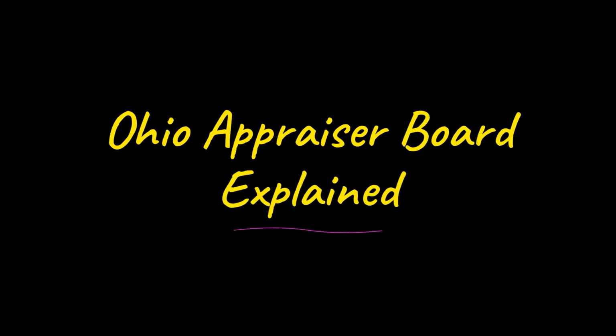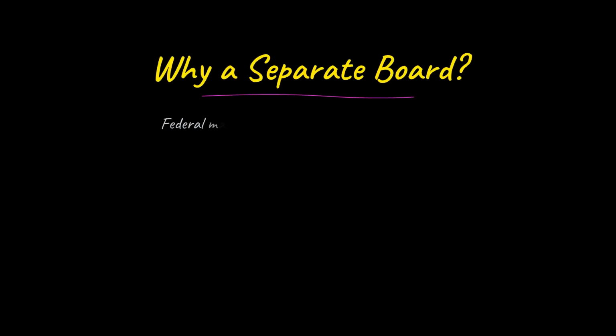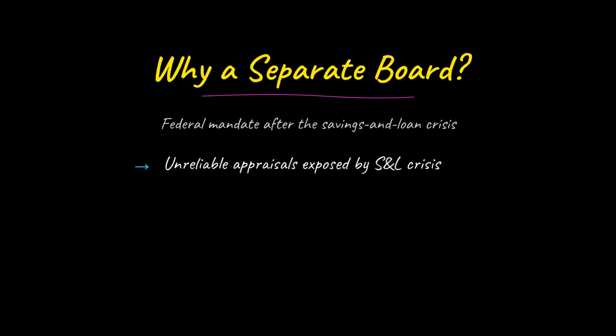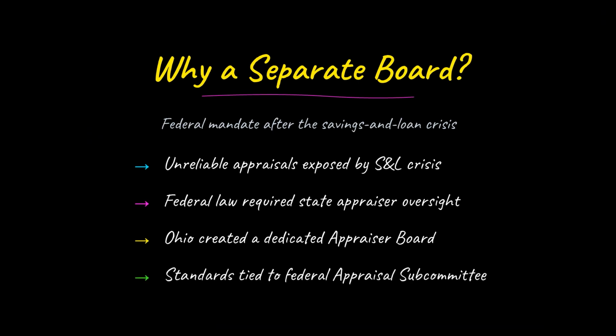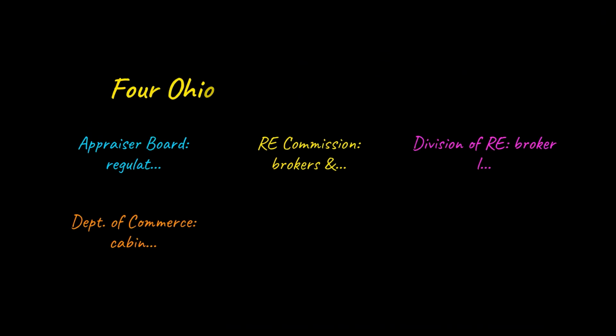Appraiser regulation in Ohio is deliberately kept separate from the licensing structure that governs brokers and salespersons. The Ohio Real Estate Appraiser Board operates under its own chapter of law, with its own membership and its own standards. After the savings and loan crisis exposed problems with unreliable appraisals, federal law required states to regulate appraisers under federally approved standards. Ohio responded by creating a dedicated appraiser board built specifically around that federal framework, something brokerage licensing rules were never designed to address.